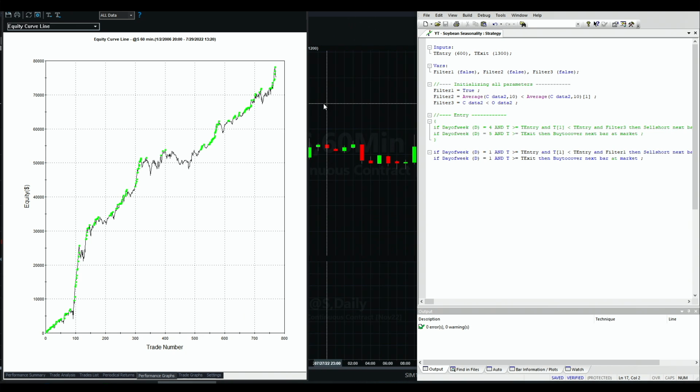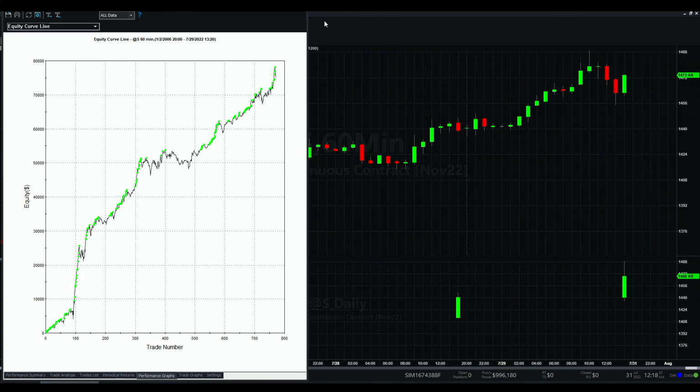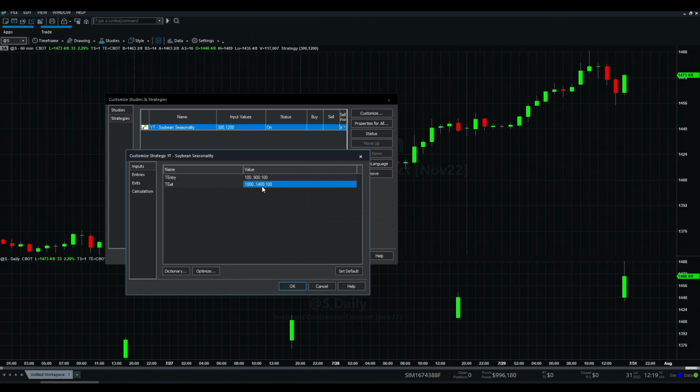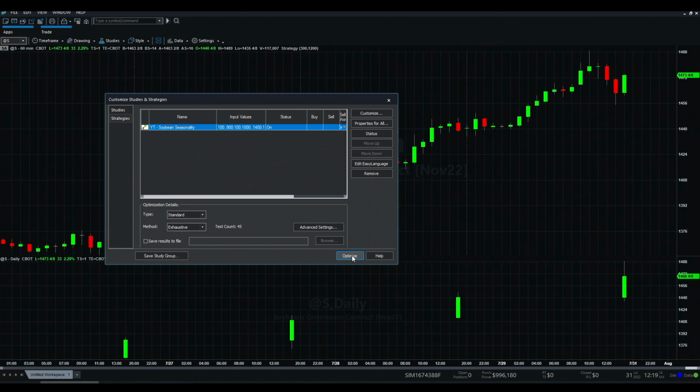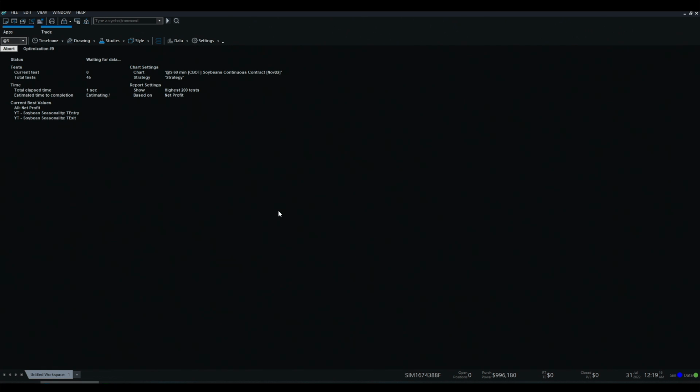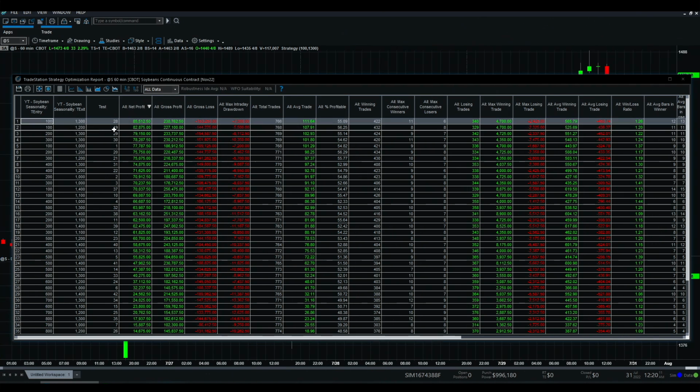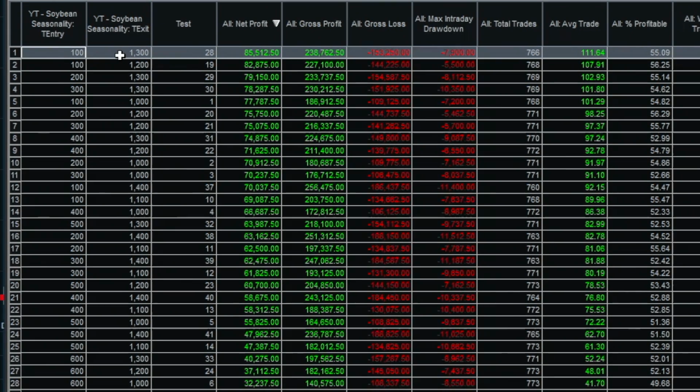So first, let's optimize the best time to enter. So again, we'll optimize 1 to 9 and 10 to 14. So that's 45 strategies. And now if we sort by net profit, we can see that entering at 1, exiting at 13 is the best. And our original pick sits at number 3.